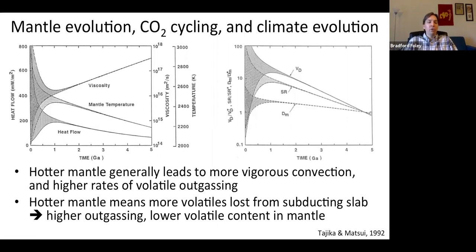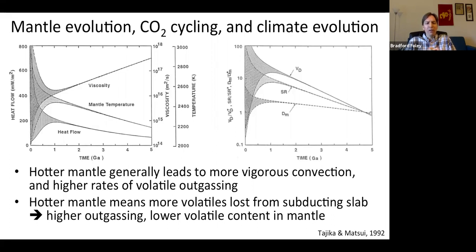A hotter mantle is generally going to lead to more vigorous convection. So if there was plate tectonics, you generally expect plates to be moving faster, although there are some arguments about that when we go into the details. And in general, that's going to lead to higher rates of volcanism and therefore higher rates of volcanic outgassing of CO2 and other volatiles, but we'll focus on CO2 now, to the atmosphere.